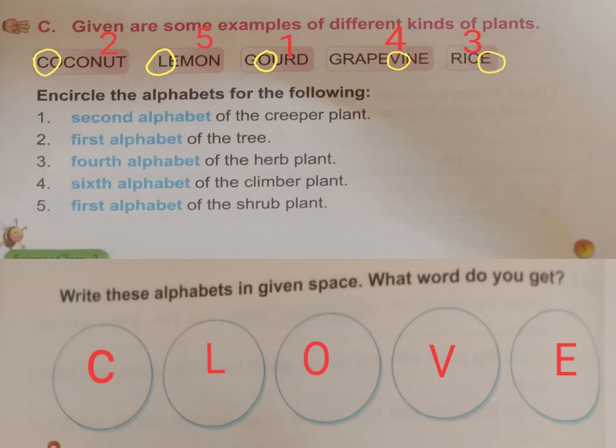Next one, grapevine. We circled V. We want to write in fourth V. Next one and last is the rice. We have circled E. You want to write E. Shall we read now? C L O V E.